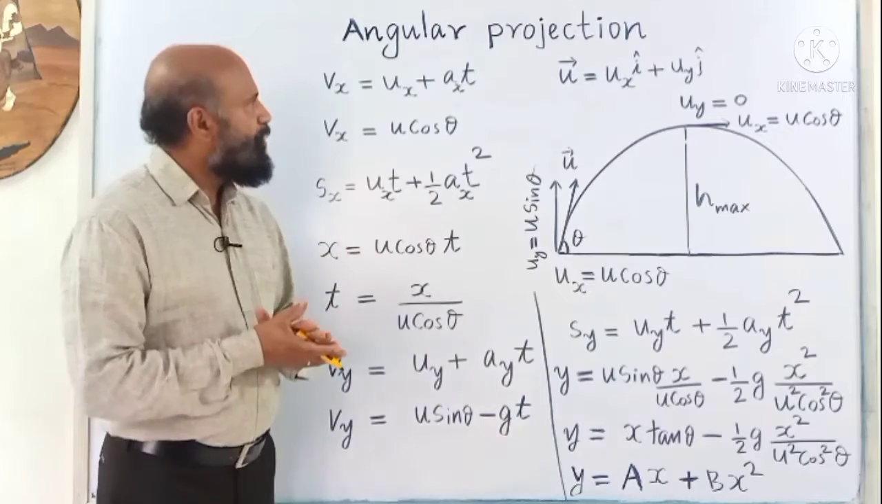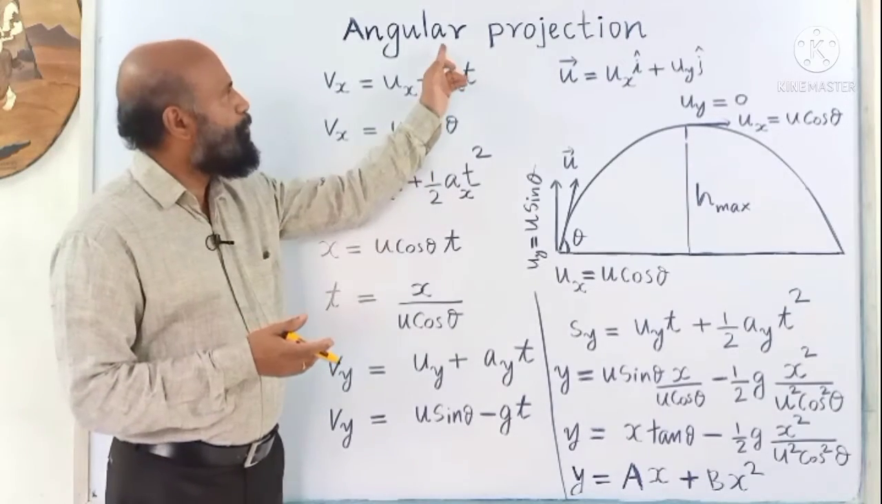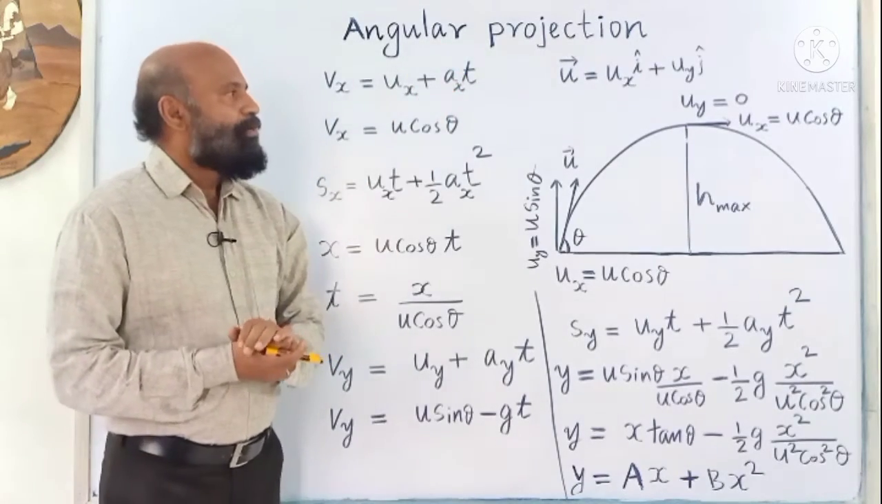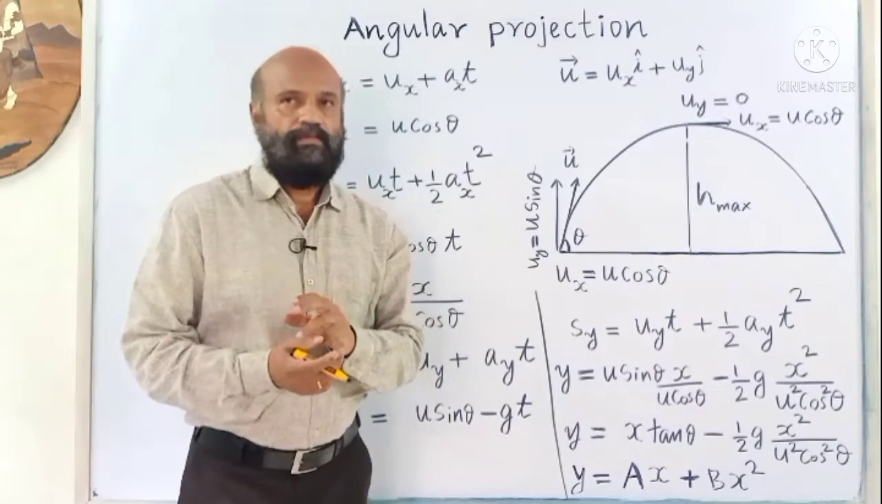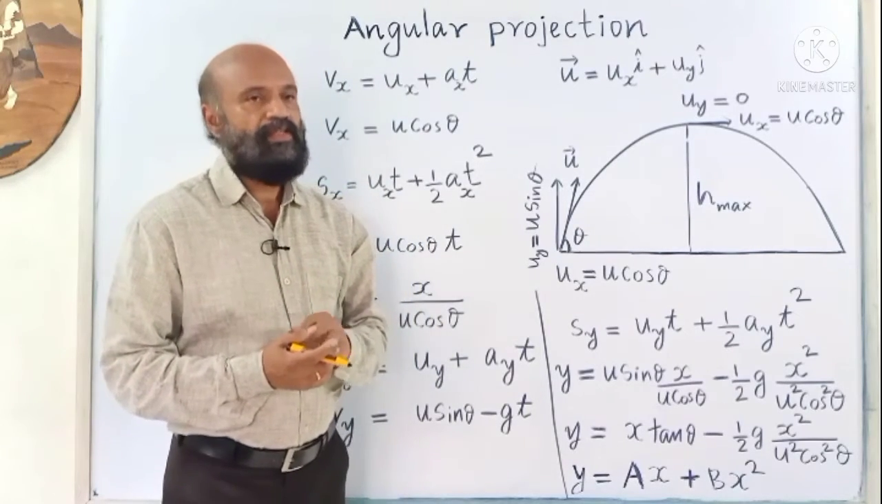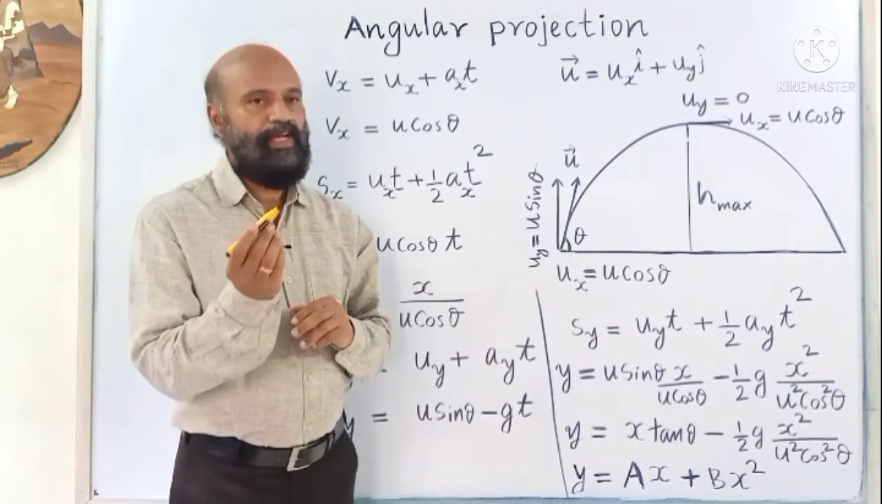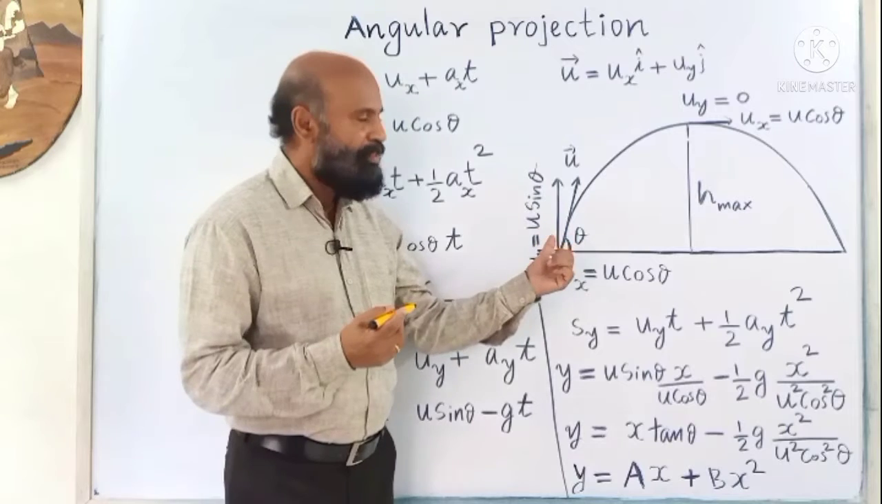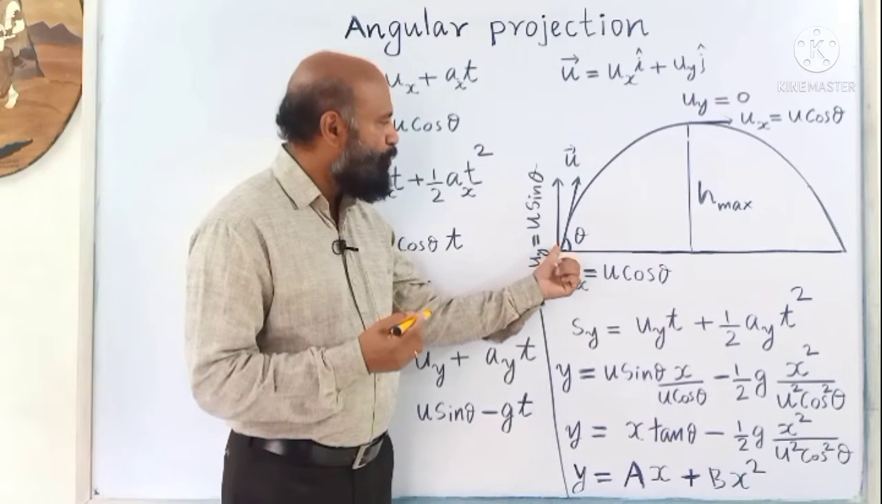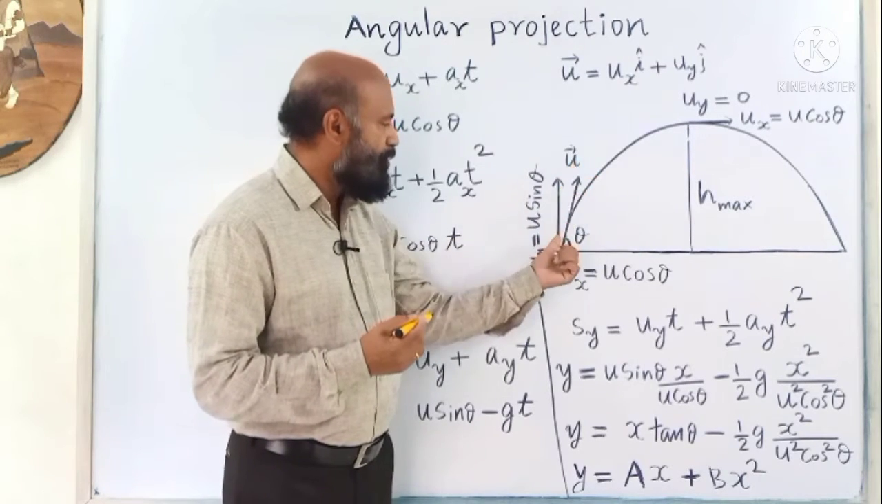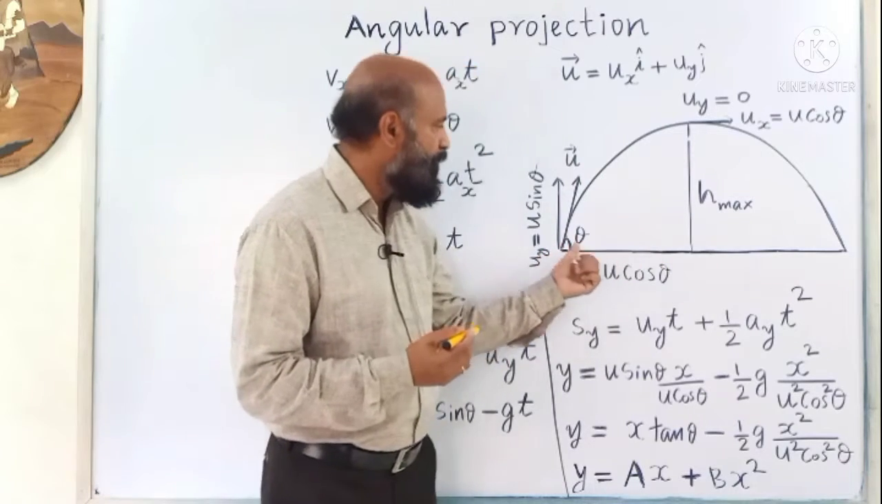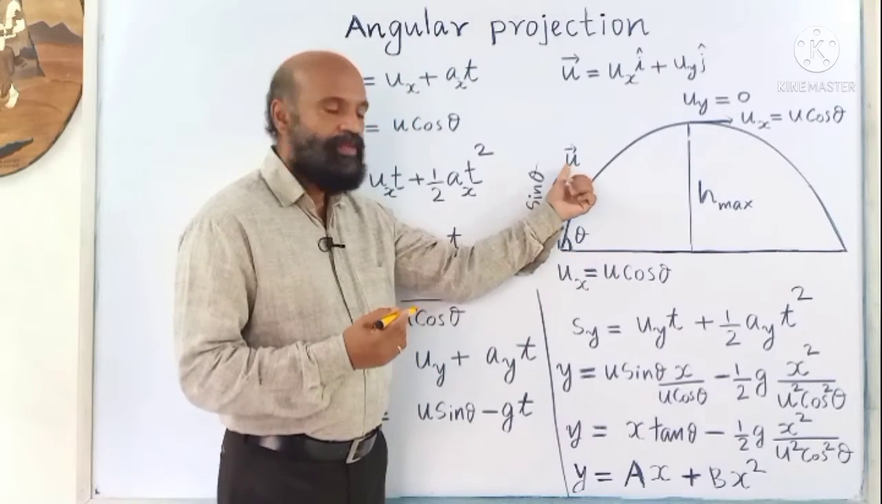In this video, let us see angular projection. In projectile motion, there are two types: horizontal projection and oblique projection. In this case, body is thrown at an angle theta with the horizontal direction. Here initial velocity is u.